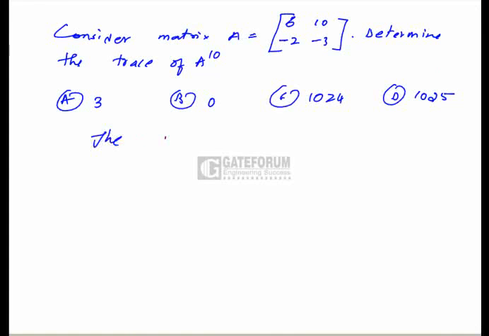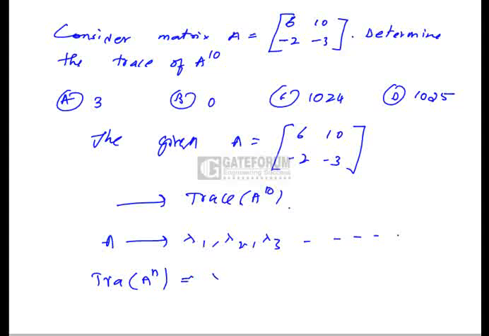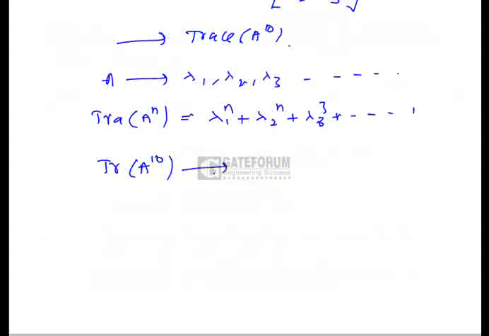The given matrix is A equals [6, 10; minus 2, minus 3]. Now we have to find the trace of A power 10. First of all, let us see a property. If A is any matrix whose eigenvalues are lambda 1, lambda 2, lambda 3 and so on, then the trace of A power n will be the sum of all the eigenvalues raised to the power of n: lambda 1 power n plus lambda 2 power n plus lambda 3 power n and so on. In order to find the trace of A power 10, first we have to find the eigenvalues of A.